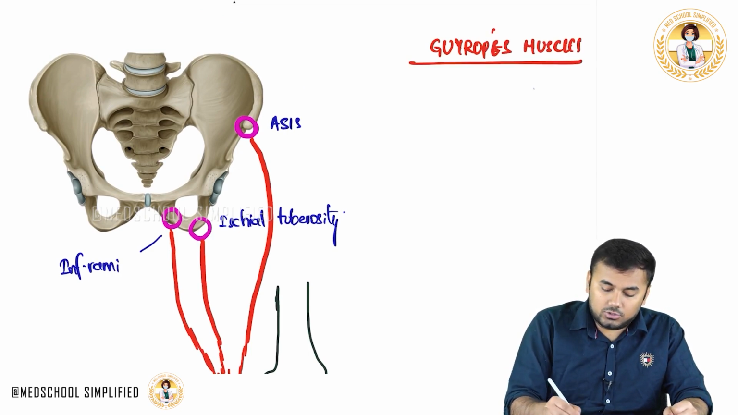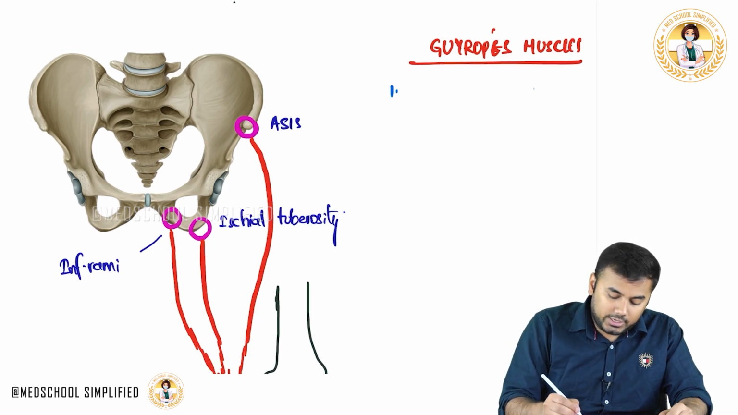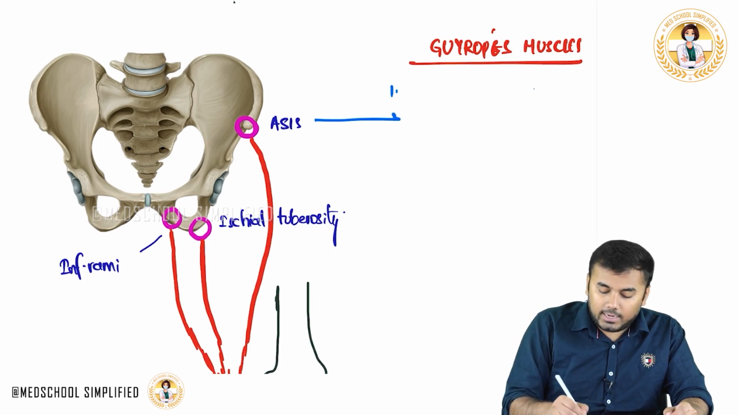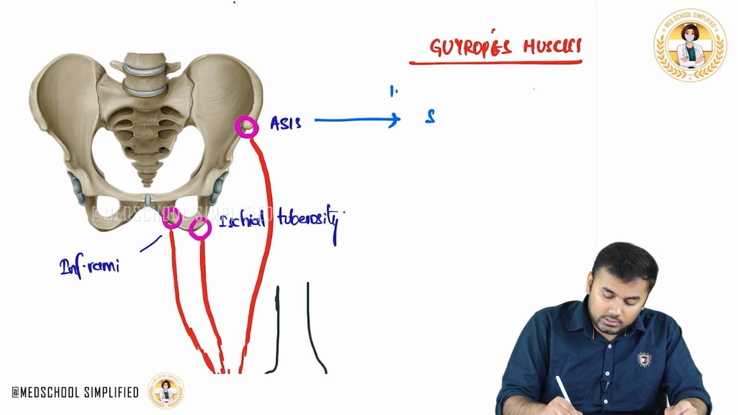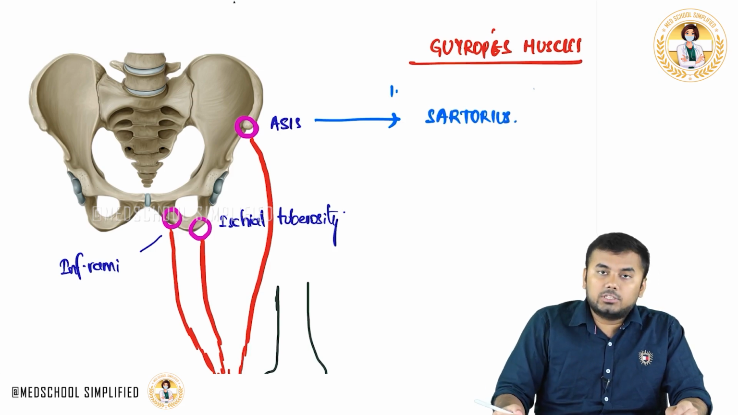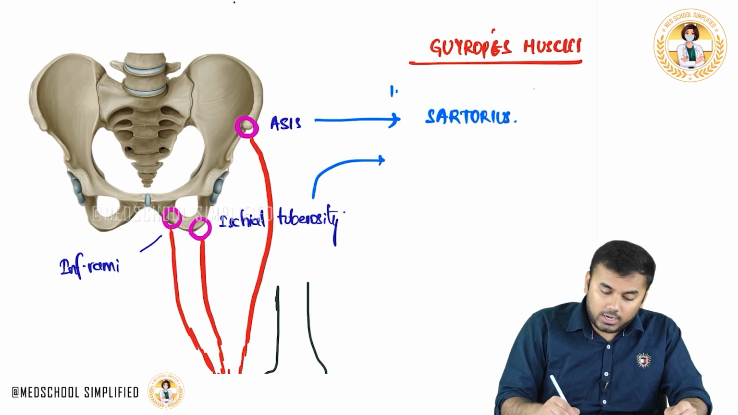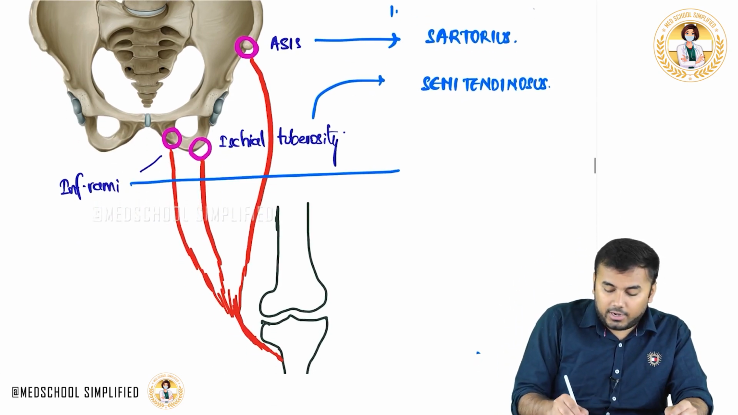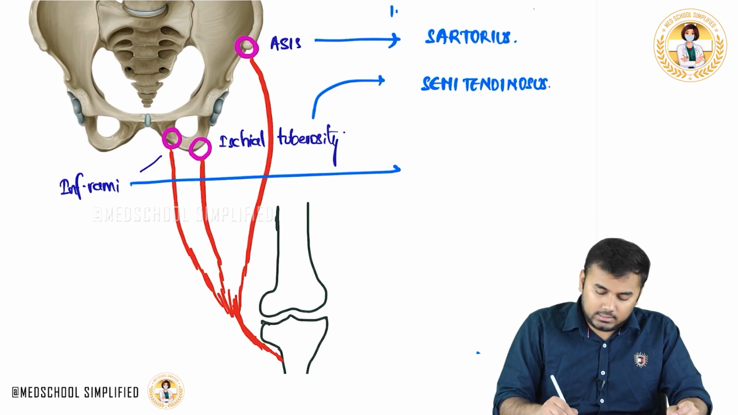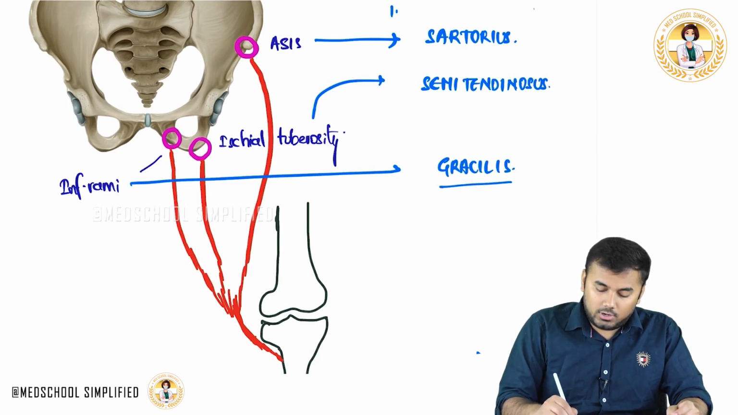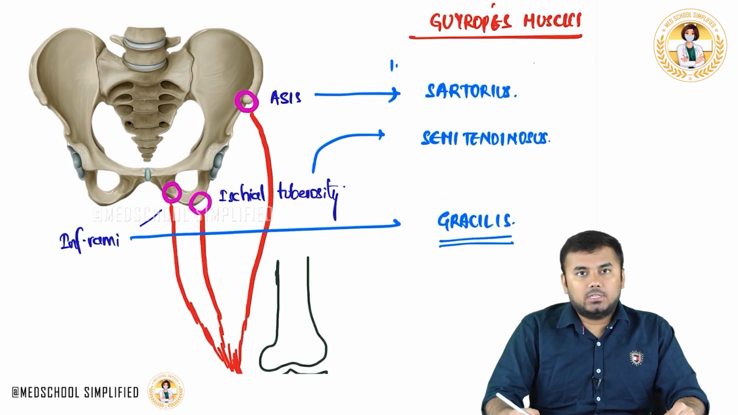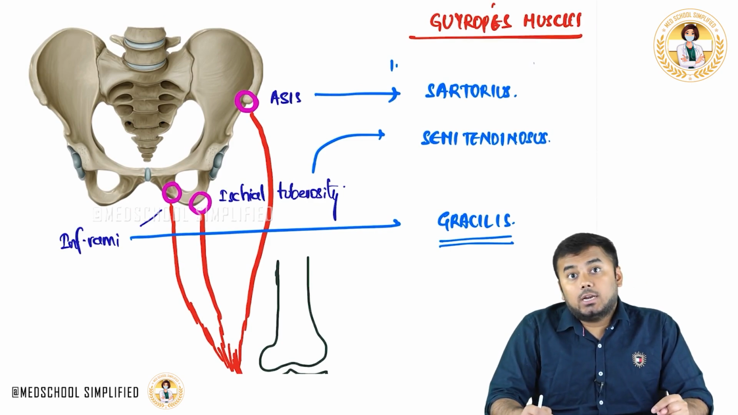So what are the list of Guyropes muscles? So first important thing you need to know, that from anterior superior iliac spine, the muscle which you have is sartorius muscle, and from ischial tuberosity you have got a muscle called as semitendinosus, right? And finally from the inferior rami also you have got a muscle that is called as gracilis. Right? So these 3 are called as Guyropes muscles. So what are these 3 called? These 3 are called as your Guyropes muscles.